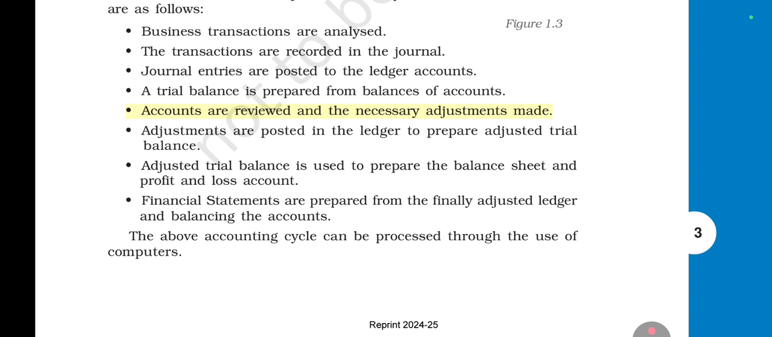Accounts are reviewed and the necessary adjustments made. Adjustments are posted in the ledger to prepare adjusted trial balance. Adjusted trial balance is used to prepare the balance sheet and profit and loss account. Financial statements are prepared from the finally adjusted ledger and balancing the accounts. The above accounting cycle can be processed through the use of computers.